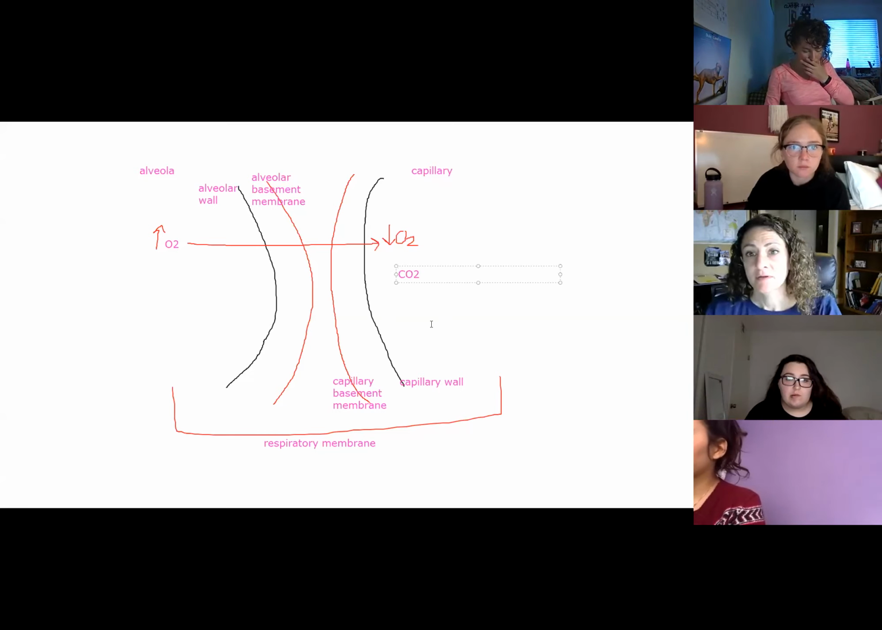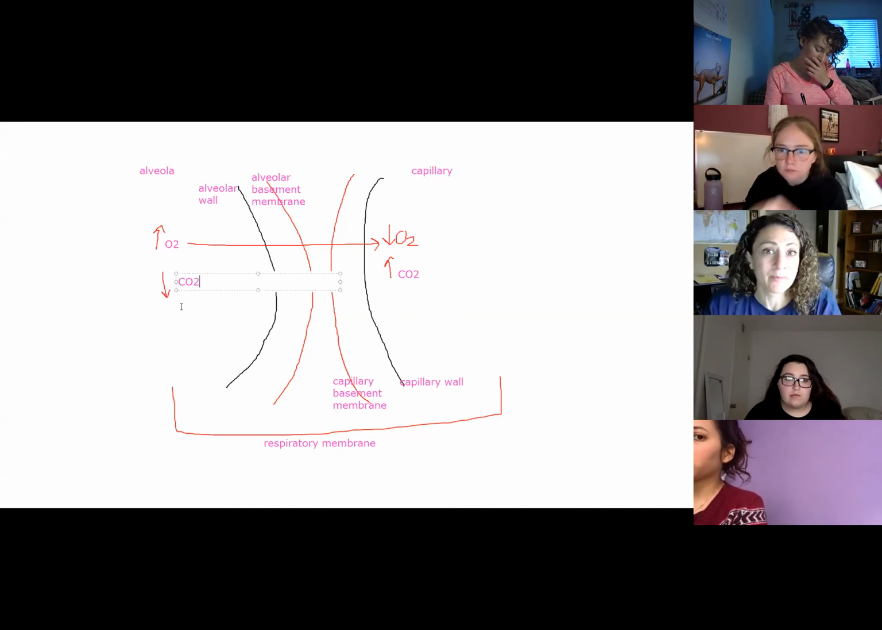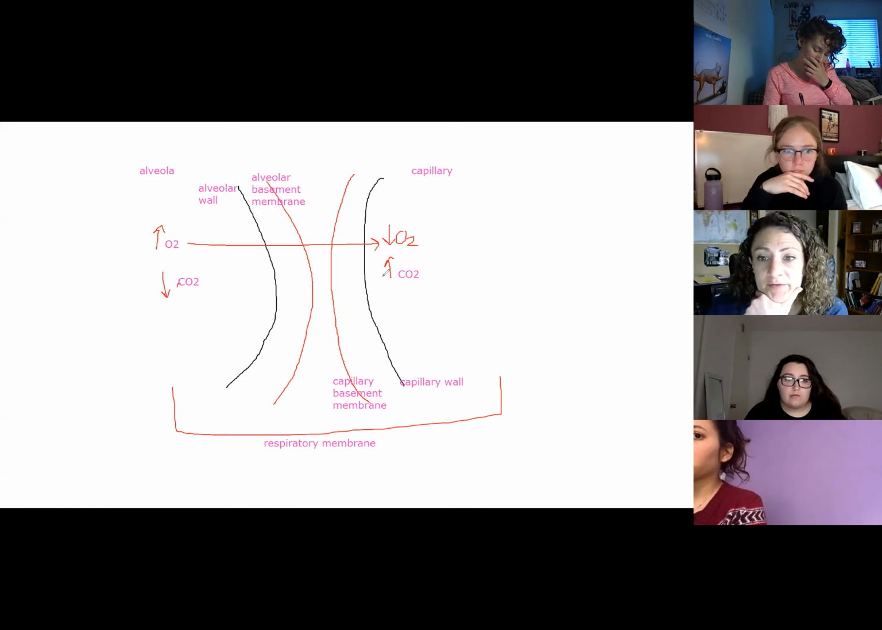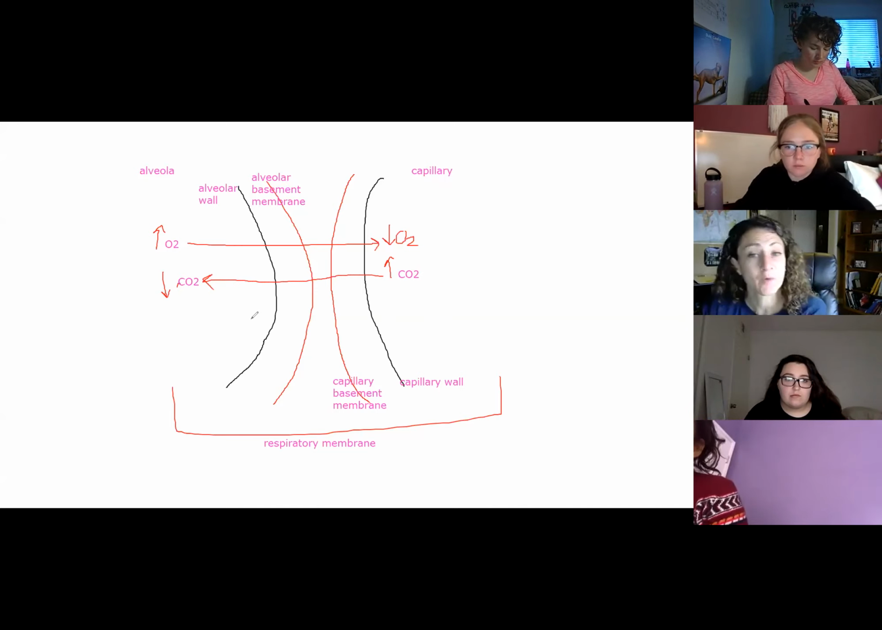And then in the capillaries, we have high levels of CO2 because it came from the exercising muscle. But in the lungs, we have low levels of CO2, because the air we breathe does not have a lot of carbon dioxide in it. So the carbon dioxide will diffuse down the pressure gradient into the lungs so we can expire it. Okay, so this is where we stopped, yes?